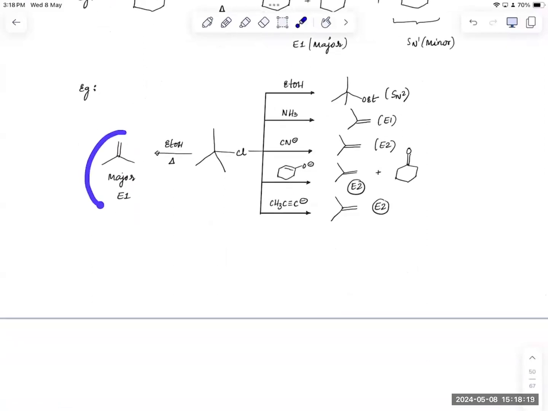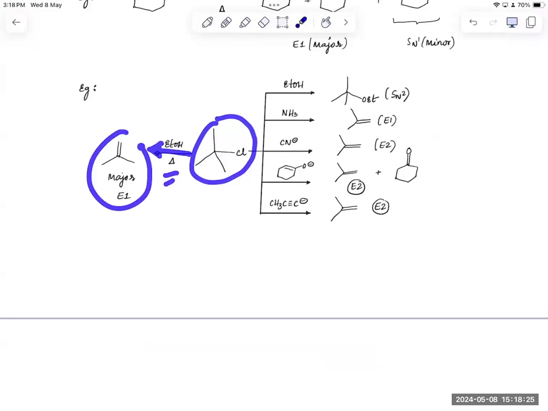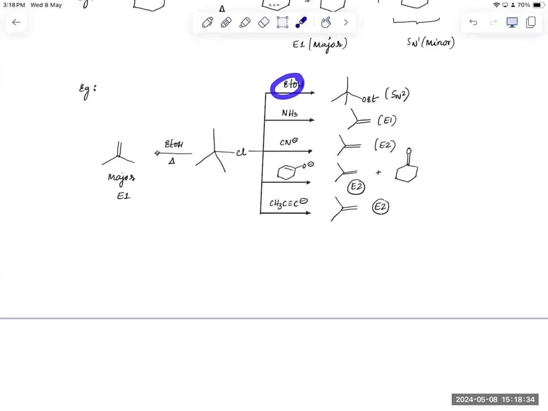Notice that here, if you have this compound, if you take EtOH and heat, you'll get this as a major product. But without heat, ethanol will attack here, Cl will leave. That is via SN2 mechanism. Sorry, SN1. This is SN1 mechanism.